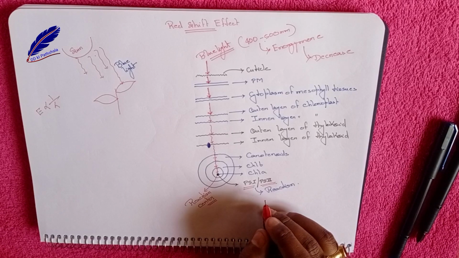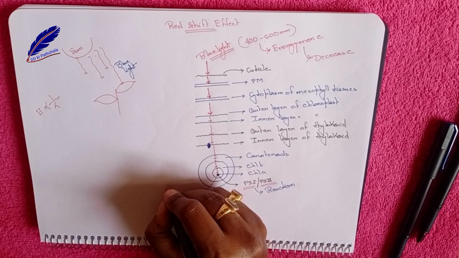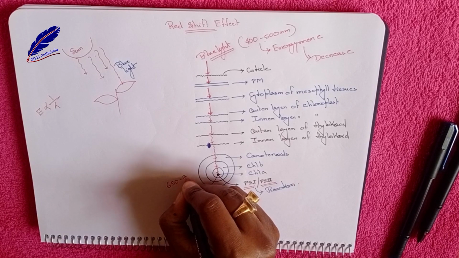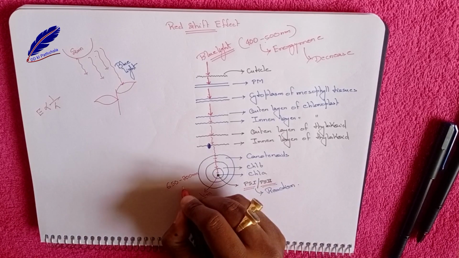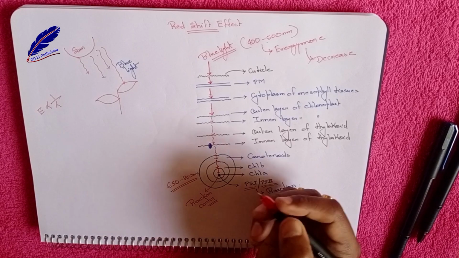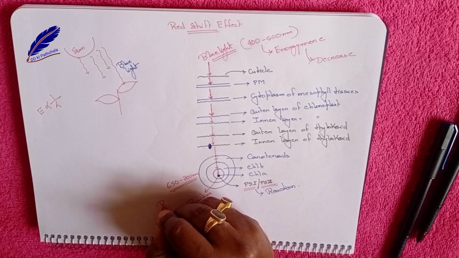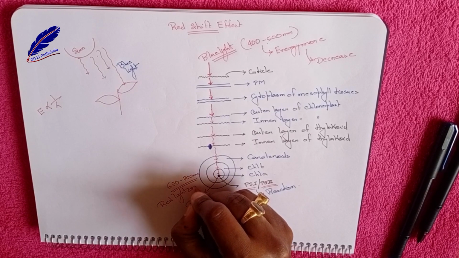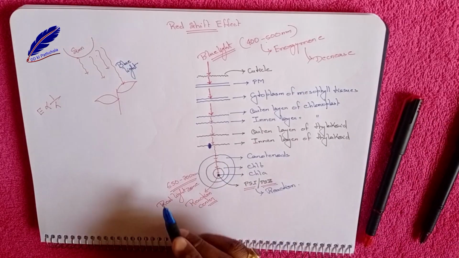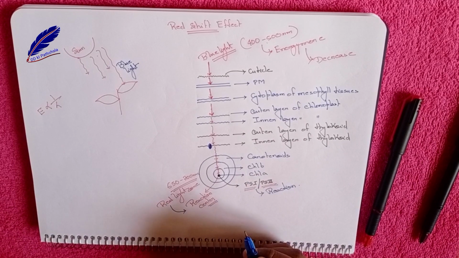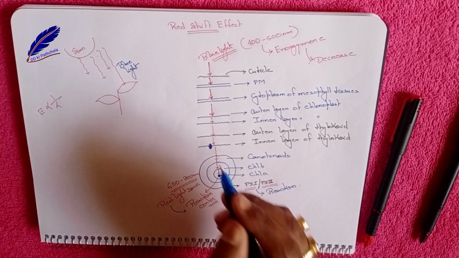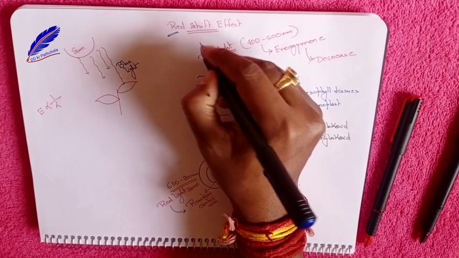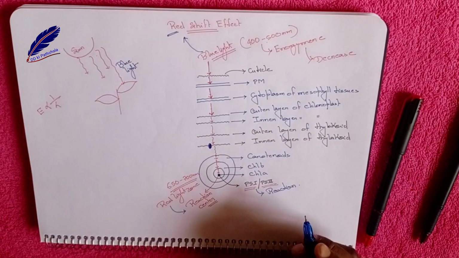wavelength of light lies in the range of 650 to 700 nanometer, which is the red light zone, where the reaction takes place. So this is the reason, and this is called the red shift effect. What is shifted? Blue light is being shifted to red light.